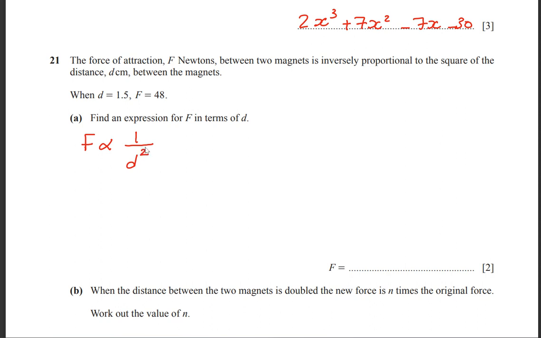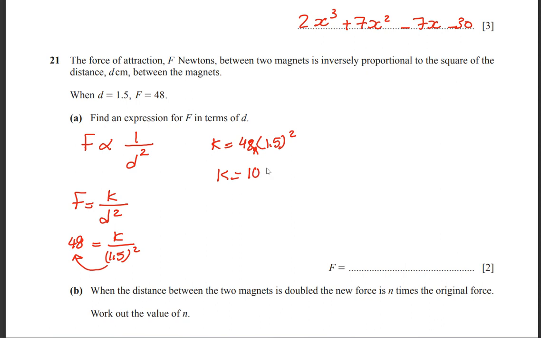Because it is inversely proportional, I will put 1 over, remove this and put instead of it K. Then substitute with the values. I have F equal 48 equals K over 1.5 all squared. So from here, send this up by multiplication: 48 multiplied by 1.5 all power 2. So from here, K will be equal to 108.